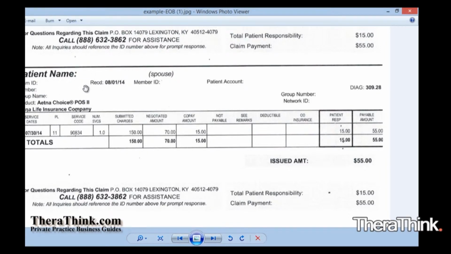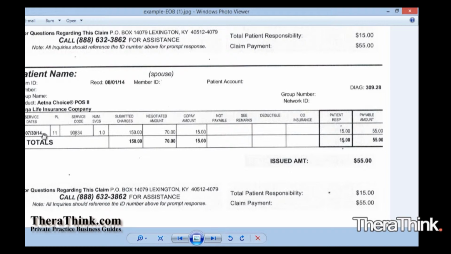The claim ID will have a name, so that when you're calling an insurance company to talk about a specific claim, you'll want to reference that claim ID, or the member ID here, and then the group name. And then you'll have other information here. But you'll see in this box, this describes the service date, the place of service, the service code, the number of units charged, the amount charged, the contracted or negotiated amount, the amount the co-payment is, and then a bunch of other information, and a summary of the actual financials. So let's go through it really quickly.